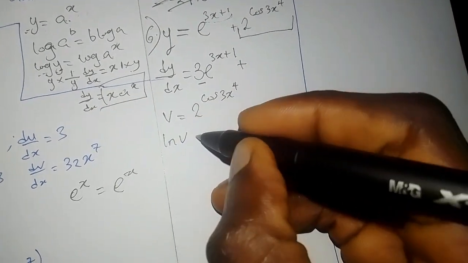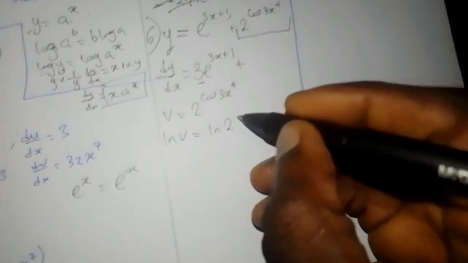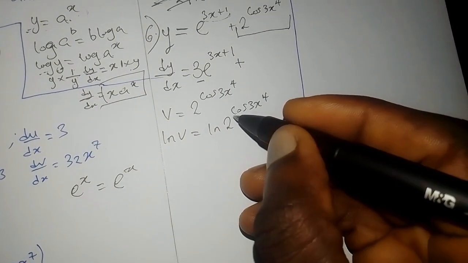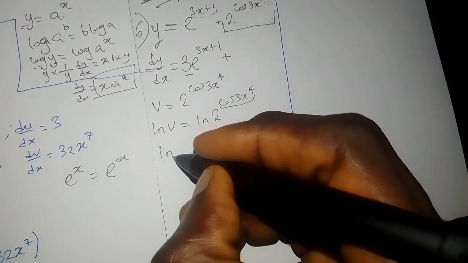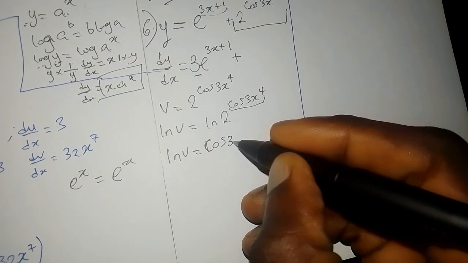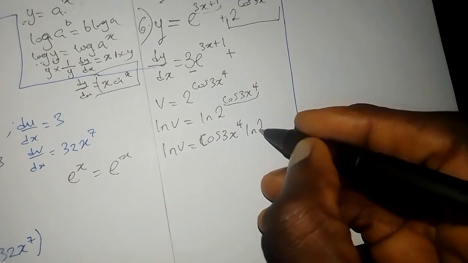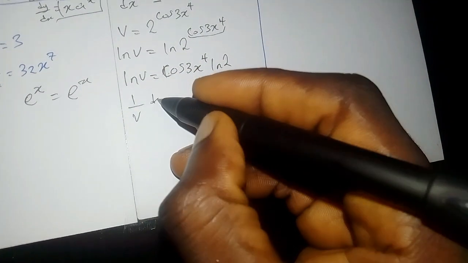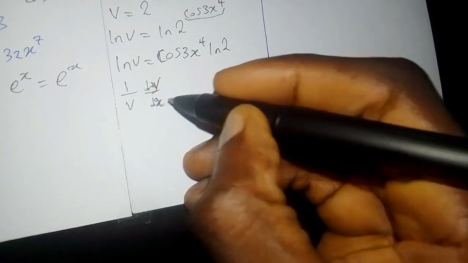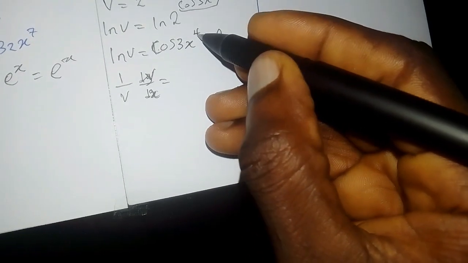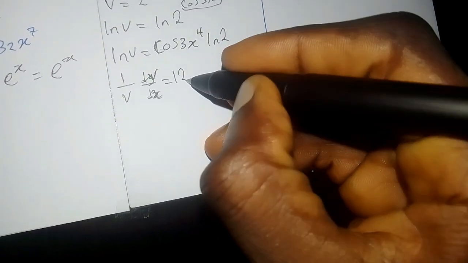So bring this upside down. That will be ln v equals cos 3x raised to power 4 ln 2. So finishing this, I can say 1 over v dv/dx is then equal to, let's differentiate this. Differentiate this place, that's 4 times 3, 12. That's 12x raised to power 3 into brackets minus sine 3x raised to power 4 ln 2.